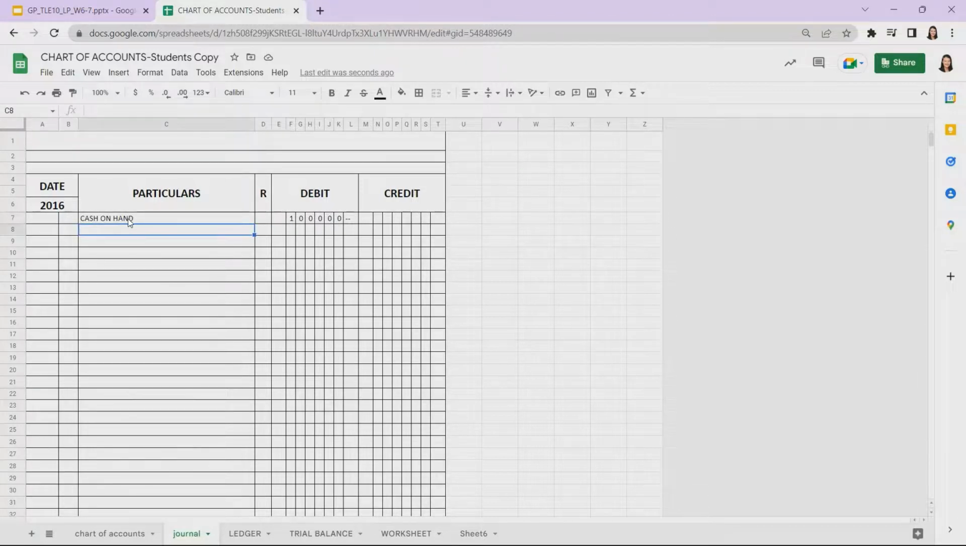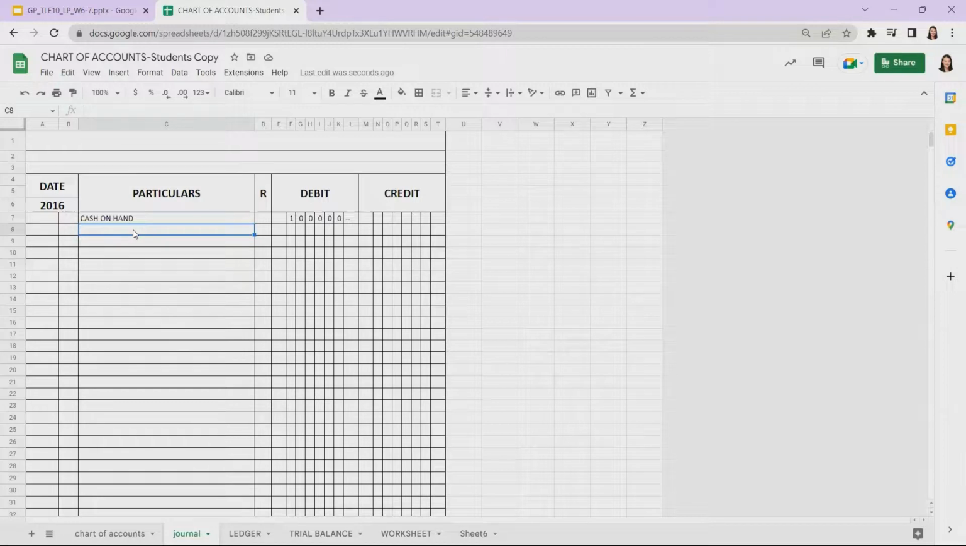Now we have debit, cash on hand. Bakit tayo may debit na cash on hand? Because again, the owner invested 100,000 cash in the company. As the company, we received the cash. So ang cash natin nag-increase. Cash is an asset account, and according to the rules of debit and credit, whenever cash or asset increases, it should be written on the debit side. That's why we have debit, cash on hand.